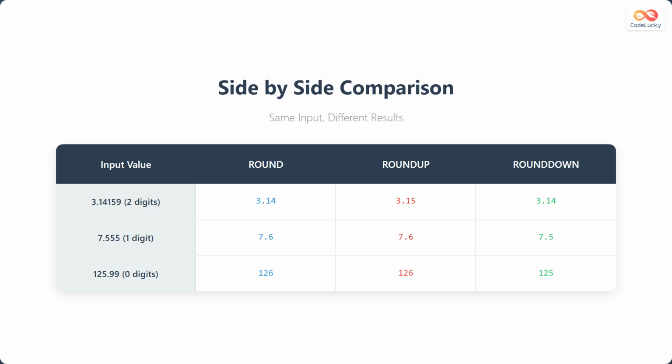Let's do a side-by-side comparison of the ROUND, ROUNDUP, and ROUNDDOWN functions with the same input value to highlight the result. In the first row, with an input value of 3.14159 and 2 digits, the ROUND function returns 3.14, the ROUNDUP function returns 3.15, and the ROUNDDOWN function returns 3.14. In the second row, with an input value of 7.555 and 1 digit, ROUND returns 7.6, ROUNDUP returns 7.6, and ROUNDDOWN returns 7.5. In the third row, with an input value of 125.99 and 0 digits, ROUND returns 126, ROUNDUP returns 126, and ROUNDDOWN returns 125.